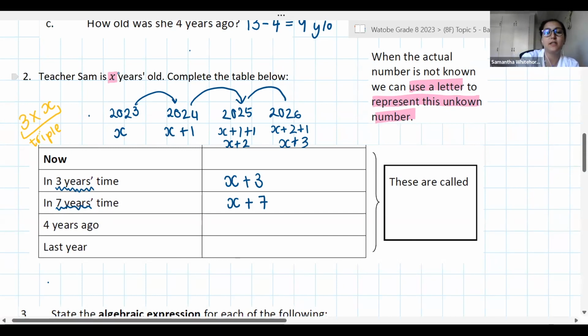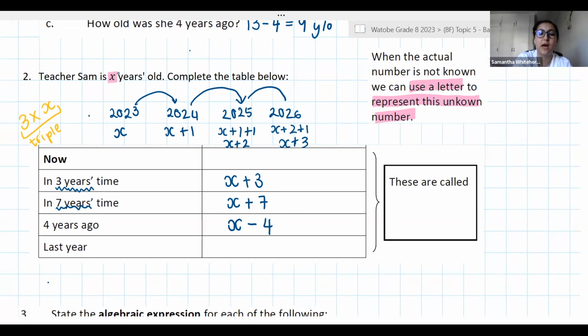Very nice, guys. So I'm currently X years old. I want to know how old I was 4 years ago. So I need to take away 4 years from my current age. So that would be X minus 4. Again, not 4X, because that is saying my age multiplied 4 times, so quadruple my age. I just want to take 4 years away. 4 years ago is subtracting 4 years.